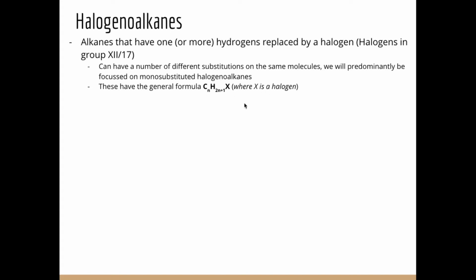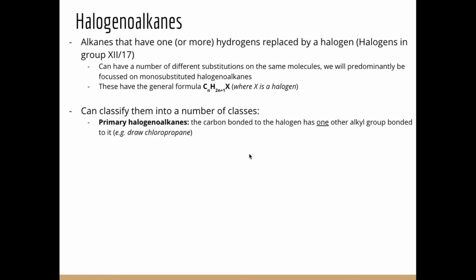So based on that description, we could assume they have a general formula. If our alkanes have a general formula CnH2n+2, but we're replacing one of the hydrogens with a halogen, then we'll minus one of the hydrogens to have CnH2n+1X, where X denotes whatever halogen we have attached to them. They can be classified based on how many carbons the carbon that has the halogen attached to it is also attached to. What do I mean by that?